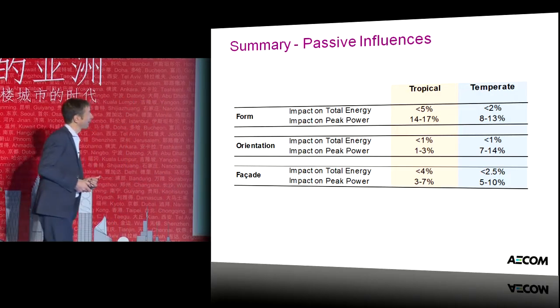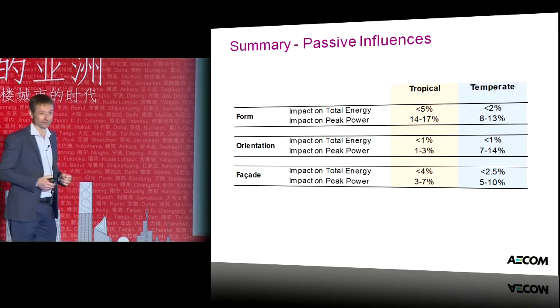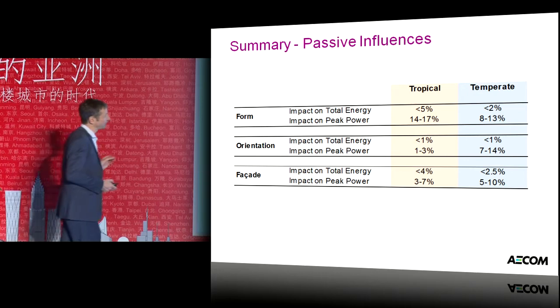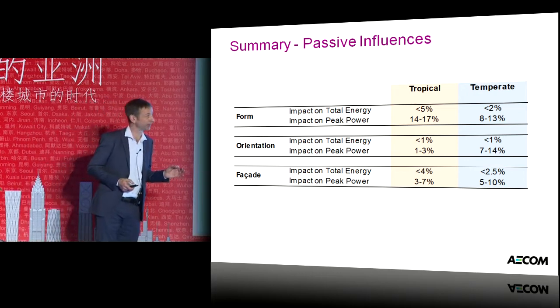So in summary, if we look at the passive influences on buildings, typically the impact on total energy in a tropical building is less than 5%, but the impact on the peak power is between 14 and 17%.